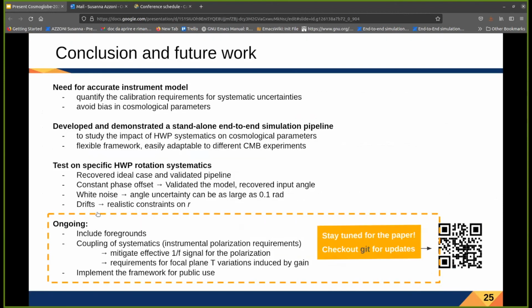So this is where we're at with this study now. We are implementing more things in our framework. In particular, we are including foregrounds, and then we're doing coupling of more systematics. And we are starting to put down a paper on this study and a public repository for this.